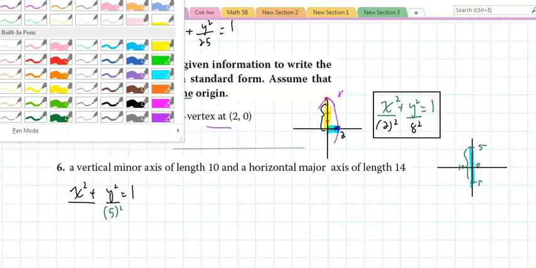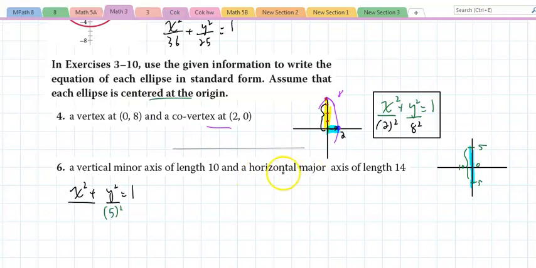And what else? And the horizontal major axis, the horizontal is major, and it has a length of 14. If this is 14, doesn't that mean that this is 7 and this is 7? Wouldn't that be the equation right there?